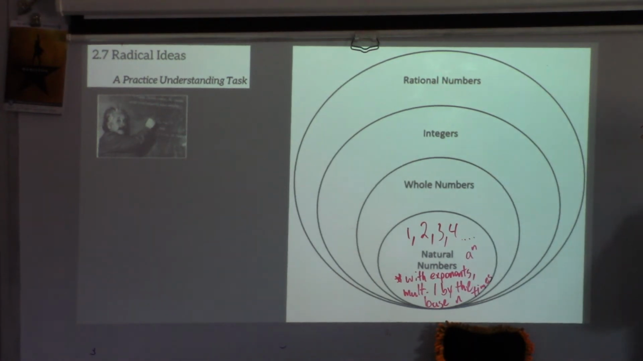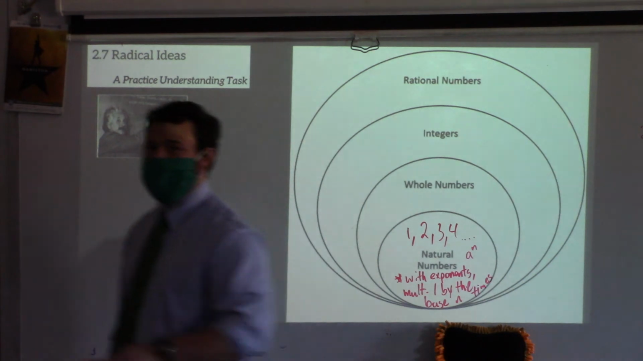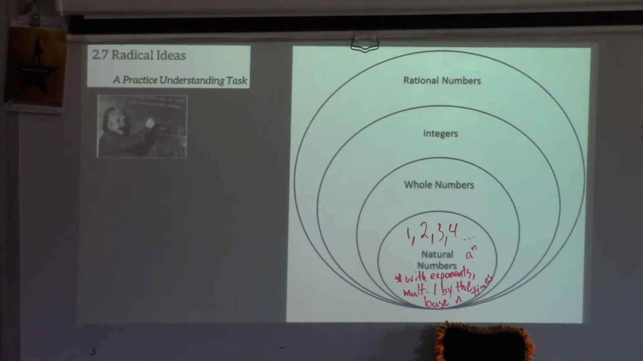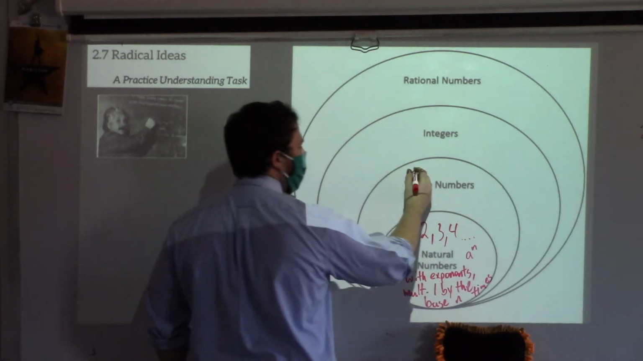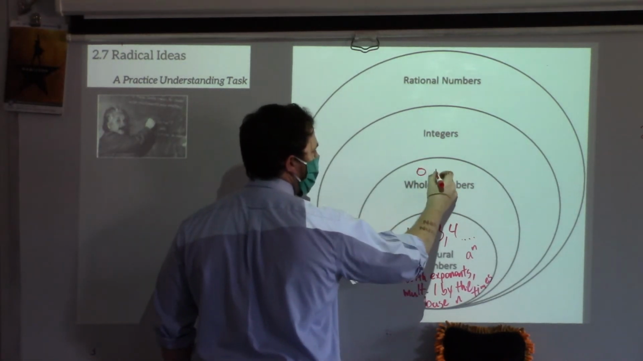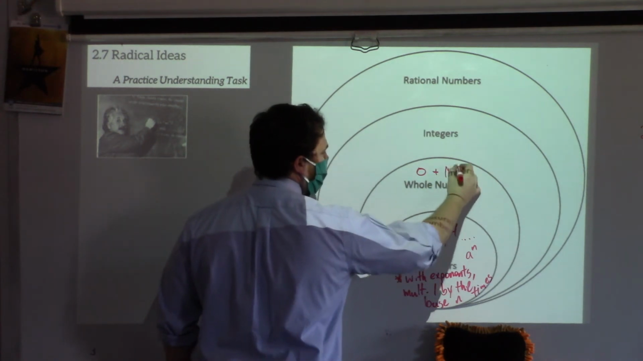Right, so when we have an exponent, that's when you first learned about exponents. But then we get to whole numbers. What number do we introduce when we get to whole numbers? 0. We introduce 0. Is there anything else in whole numbers? No. Okay, it's the only extra number in whole numbers. So what I'm going to do is say it's 0 plus the natural numbers.